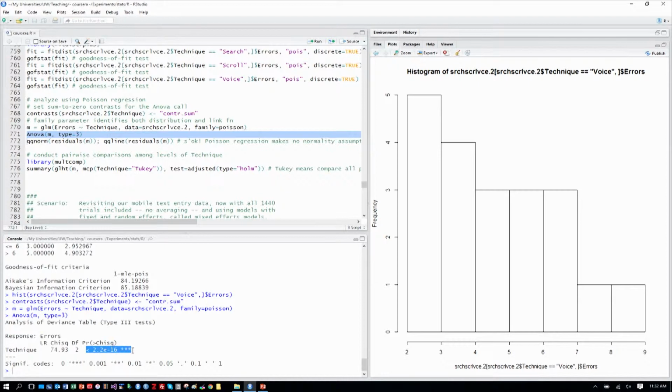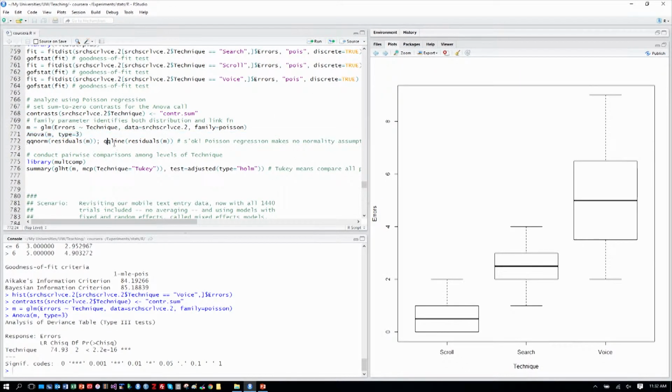and we'll see that we have a significant result from that chi-squared test telling us there is a difference. And if we look again at the box plots, we would expect there would be obviously a significant difference there. So we have an overall significant test.